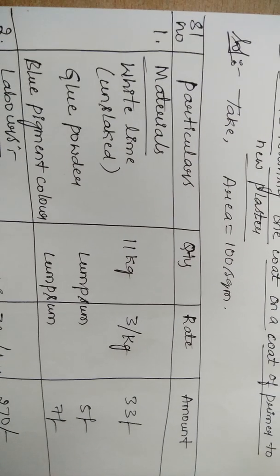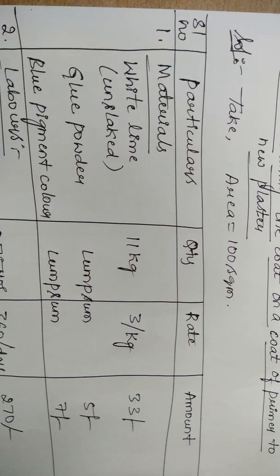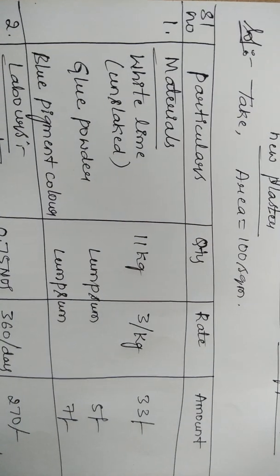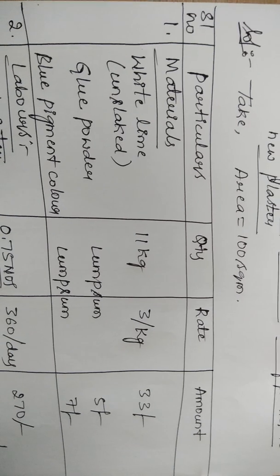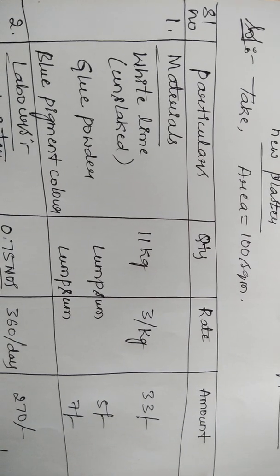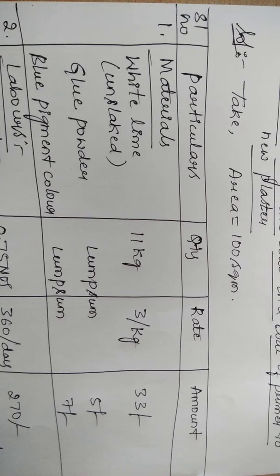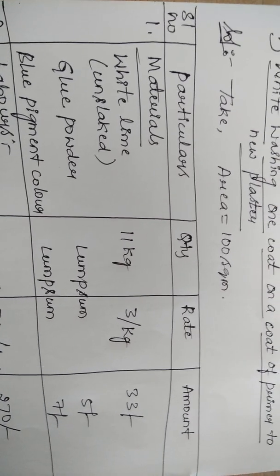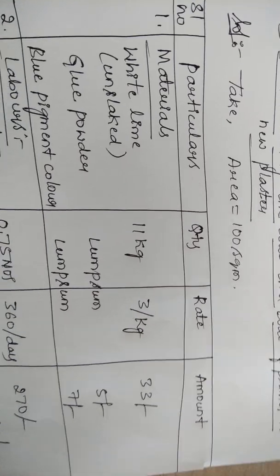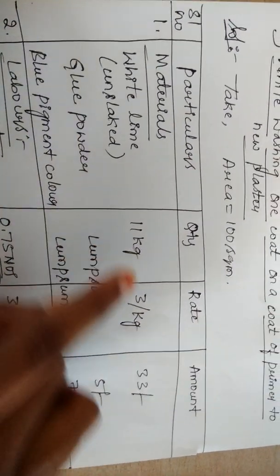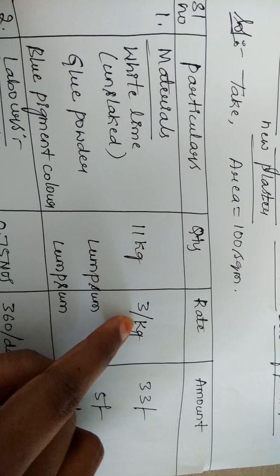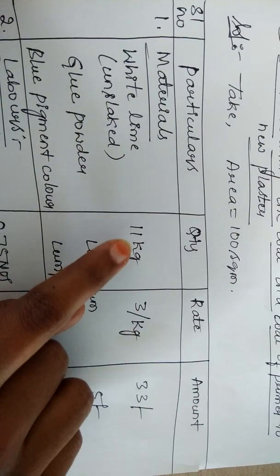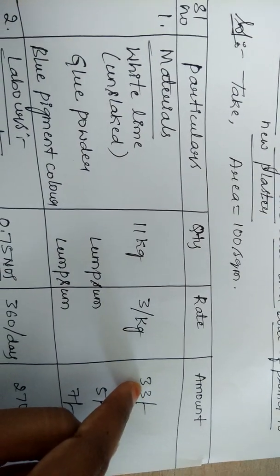So here the materials which are required are, number one, the white lime, and then the glue powder, and then the blue pigment color. So totally three types of materials are required here. The quantity of the white lime for an area of 100 meters square for one coat of whitewashing is 11 kg, and the rate is 3 rupees per kg. For finding the amount, we have to multiply the quantity with rate. On multiplying 11 with 3, we will get 33 rupees.